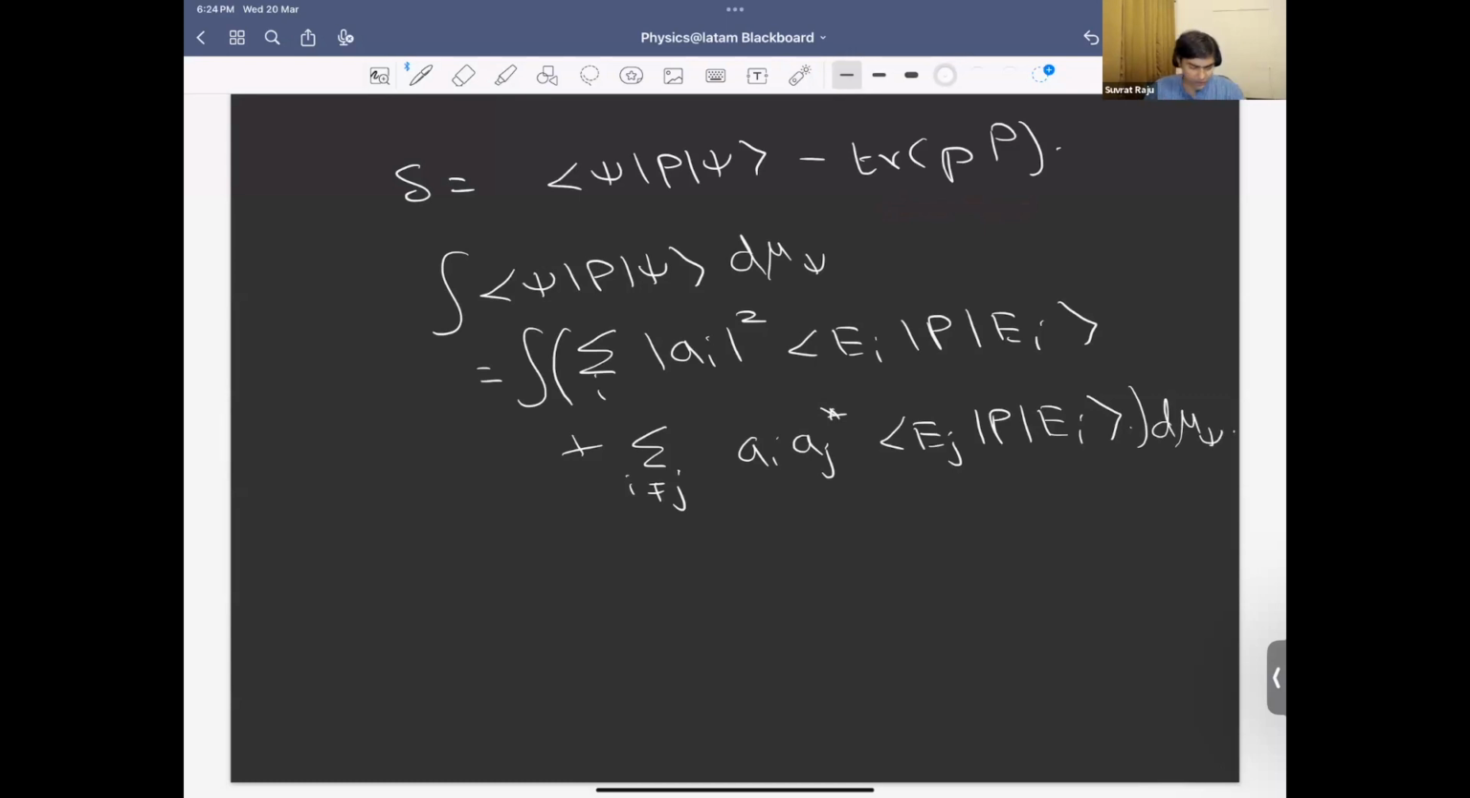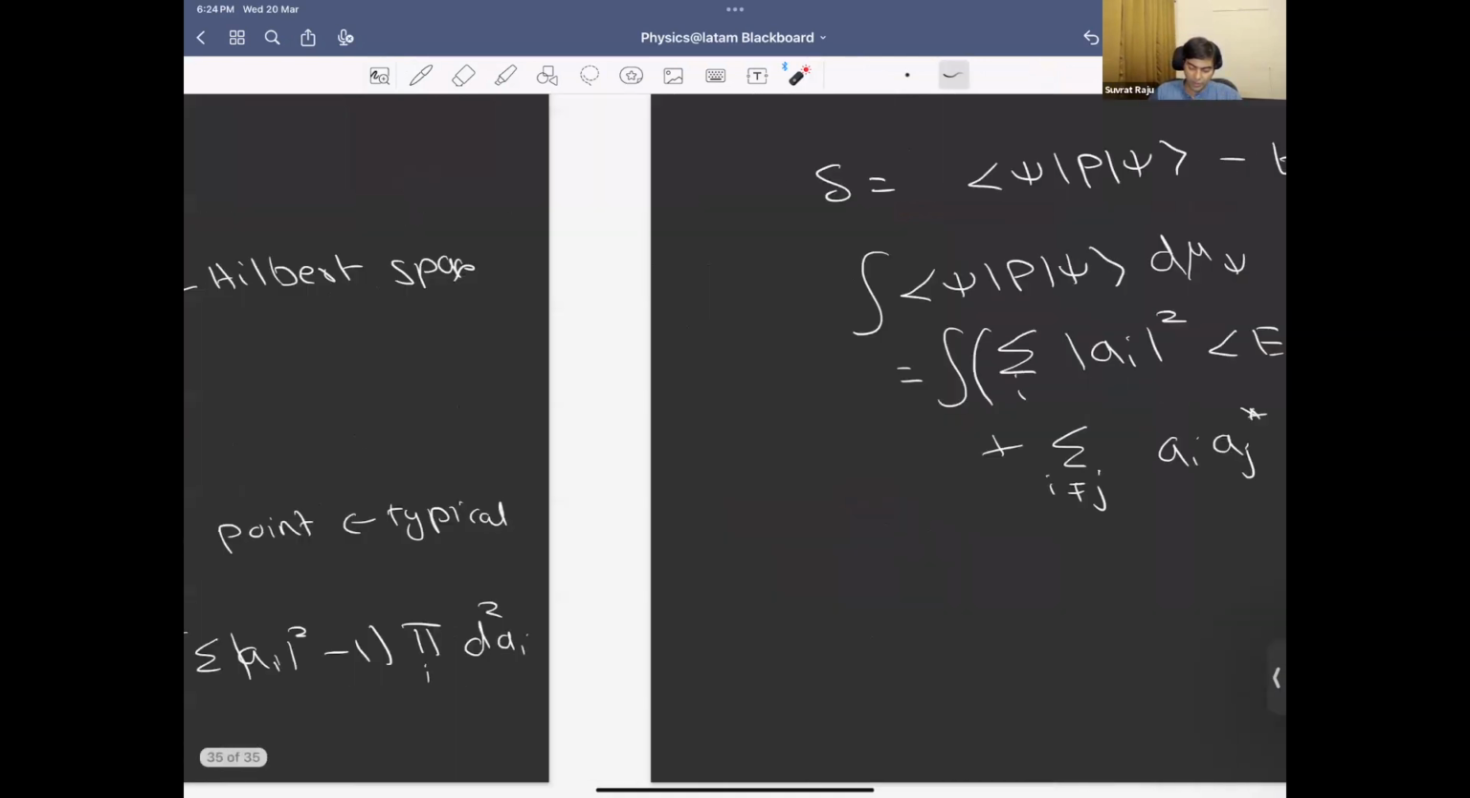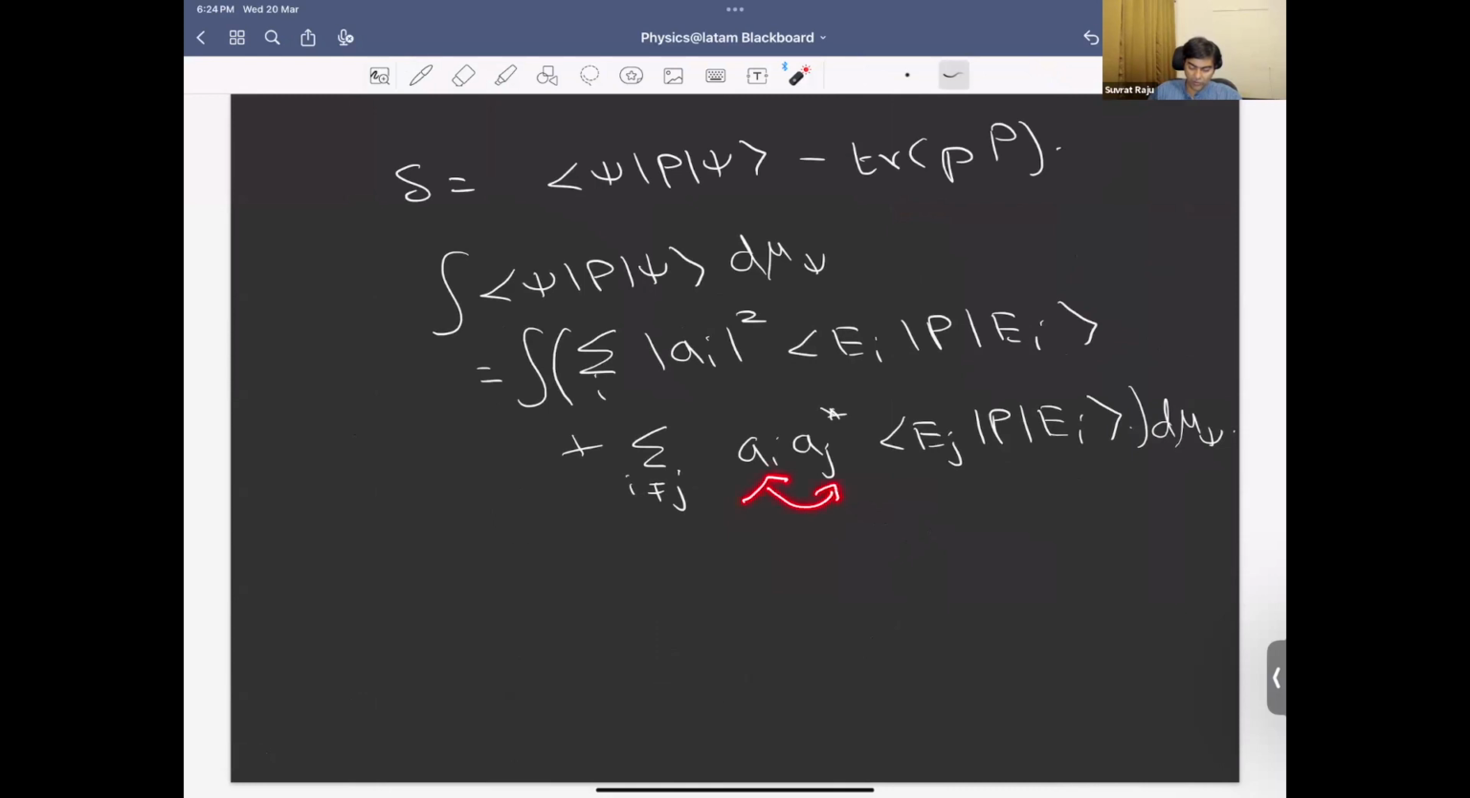Now it's pretty clear that if you want to look at the expectation value of a_i a_j^* when i is not equal to j, those phases are going to be uncorrelated, right? This measure is summing over all possible states. But clearly, if i is not equal to j, this is going to give you 0. So it's pretty clear that the integral of a_i a_j^* dμ(ψ) is equal to 0 if i is not equal to j.